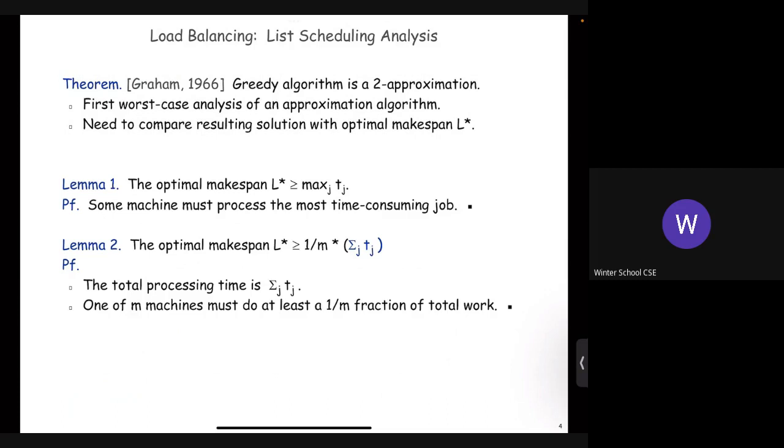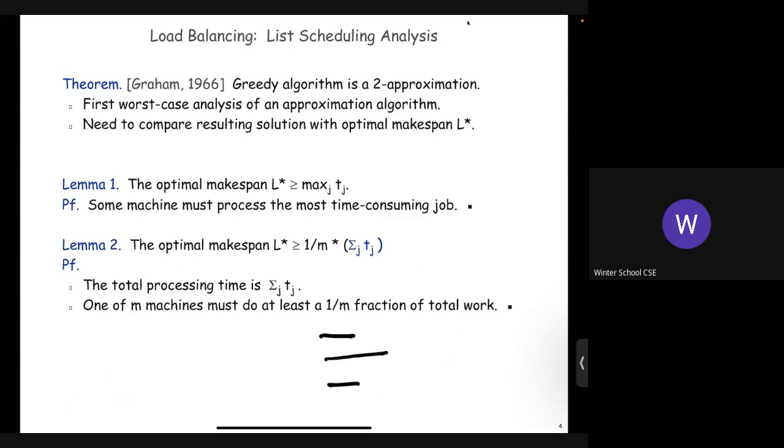Anybody else? Anybody has a question on this? You don't look happy. Is it fine? Yeah. Imagine yourself, this is machine one. This is the total time, and this is another time on the second machine, right? Now notice that every job is assigned to only one machine, no?